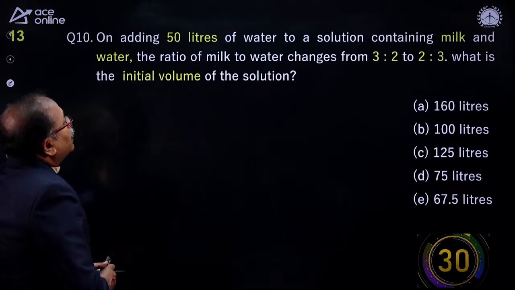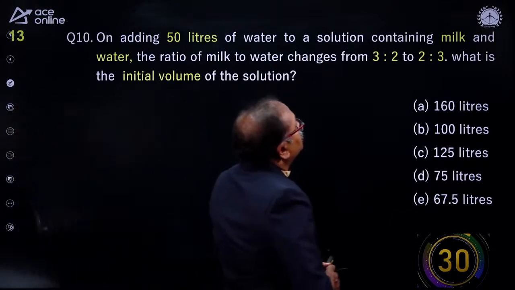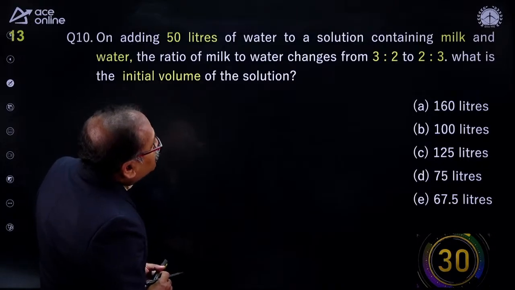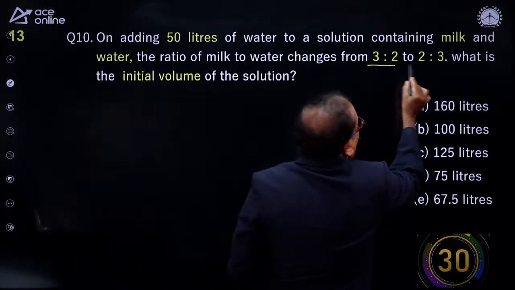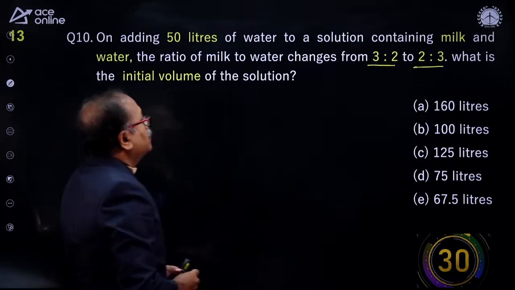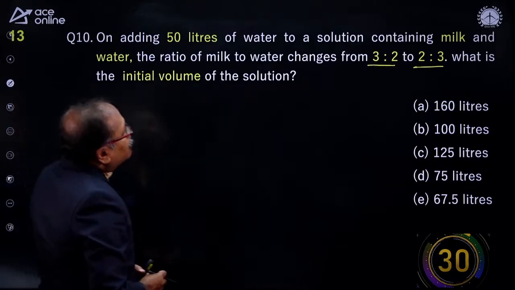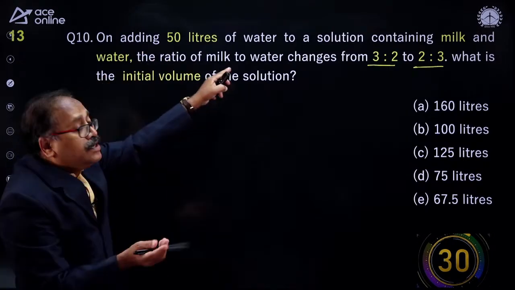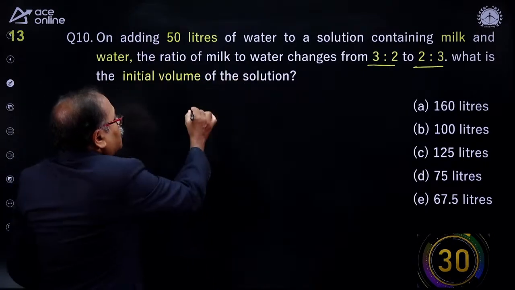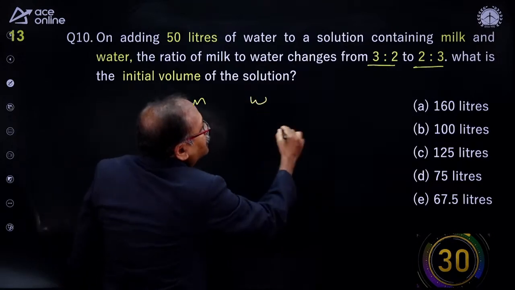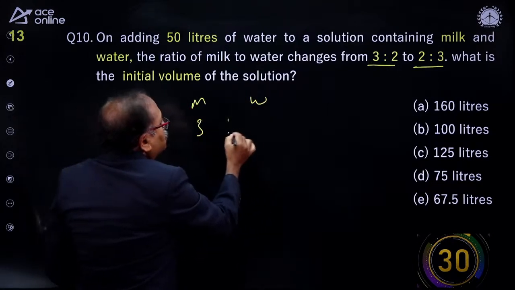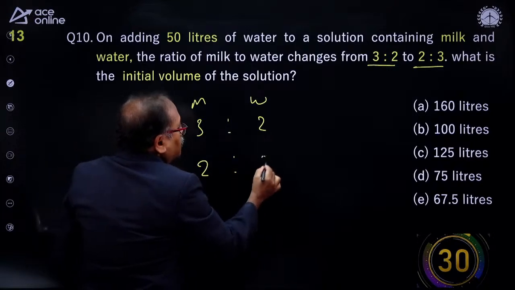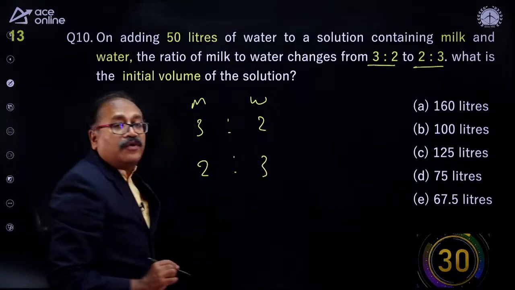On adding 50 liters of water to a solution containing milk and water, the ratio of milk to water changes from 3:2 to 2:3. What is the initial volume of the solution?